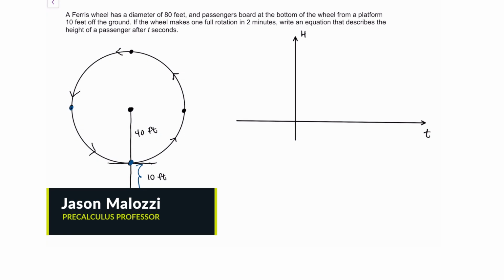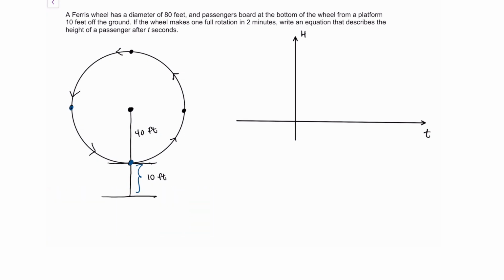A Ferris wheel has a diameter of 80 feet and passengers board at the bottom of the wheel from a platform 10 feet off the ground. If the wheel makes one full rotation in 2 minutes, we're going to write an equation that describes the height of a passenger after t seconds.